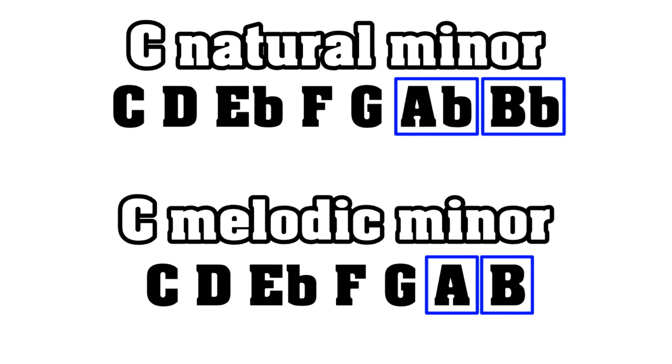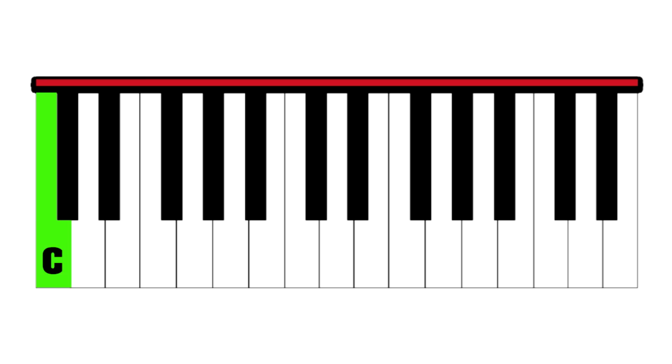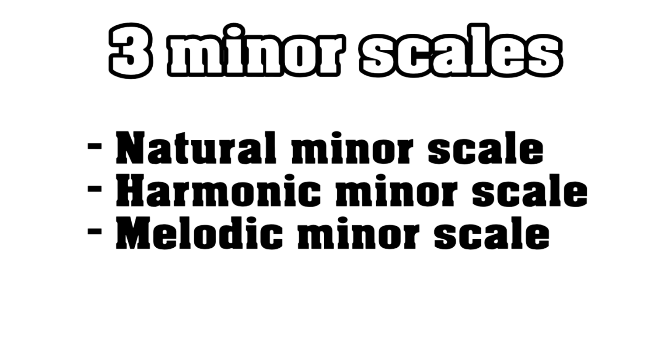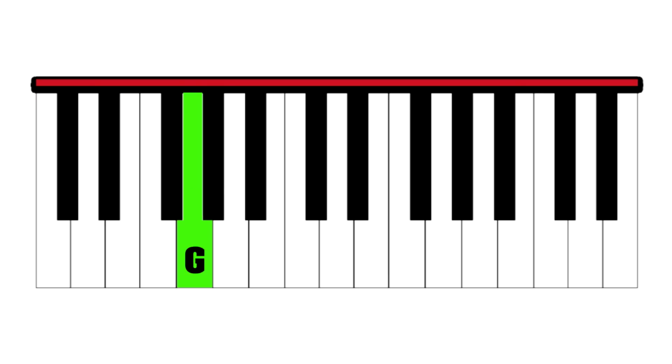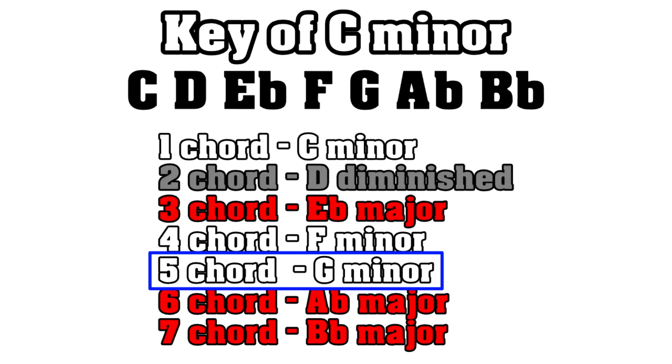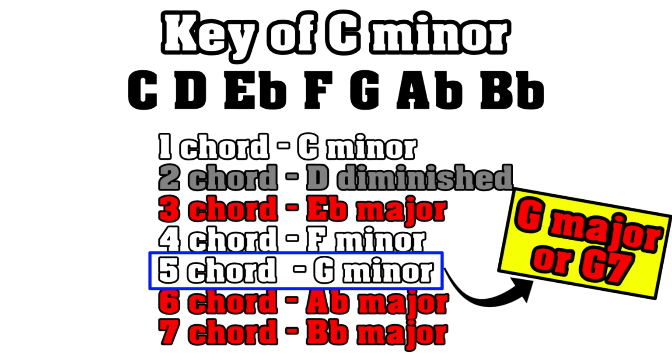The melodic minor scale raises both the 6th and 7th notes of the natural minor scale. These additional 2 scales are used because the raised 7th note leads nicely back to the 1st note, also known as the tonic of the minor key. It's also very common to take the 5th chord in a minor key, which is a minor chord, and turn it into a major chord, or in 7th form into a dominant 7th chord.